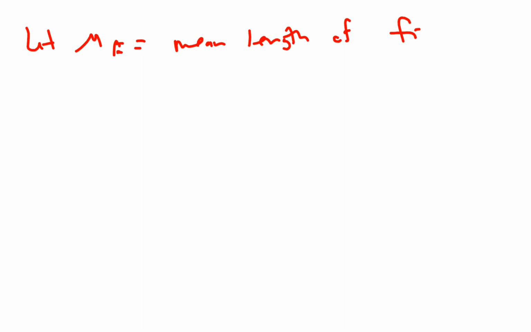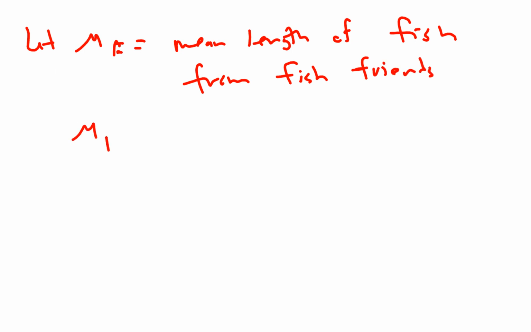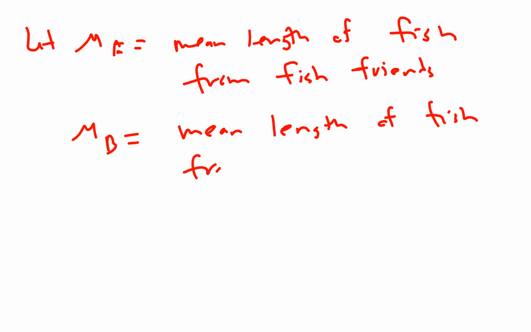Okay, so I'm going to start by saying let mu sub F equal the mean length of fish from Fish Friends, which is the one store, and then mu sub B equal the mean length of fish from Buy Right.